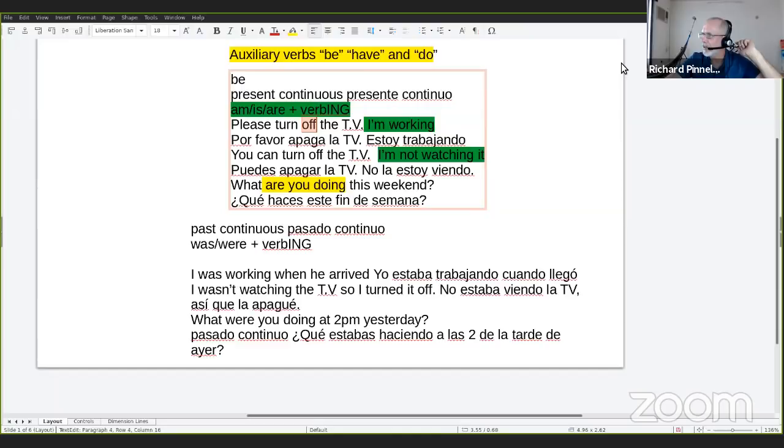Hi, Raul. How are you? Hi, I'm fine. Good. So today we're looking at auxiliary verbs be, have, and do, Raul. Okay? So let's continue with the next example. You can turn off the TV. I'm not watching it. Raul, can you repeat that? We're doing this one here, Raul, look.